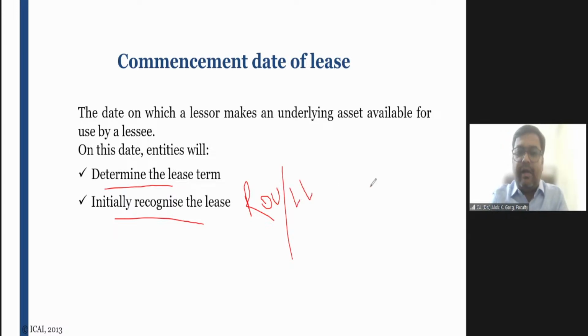Is that clear? So I believe the concept of inception date and commencement date is clear to all of you. On the inception date, the parties will identify, is it a lease contract? The lessor will then identify, is it an operating lease or a finance lease? On the commencement date, the parties will decide the lease term, because the accounting depends on the lease term. And since the lessor has given the asset, the lessee has received the asset for use, so the accounting will also start on 1st April. The first accounting entry has to be made on 1st April. Right? Let's move on.